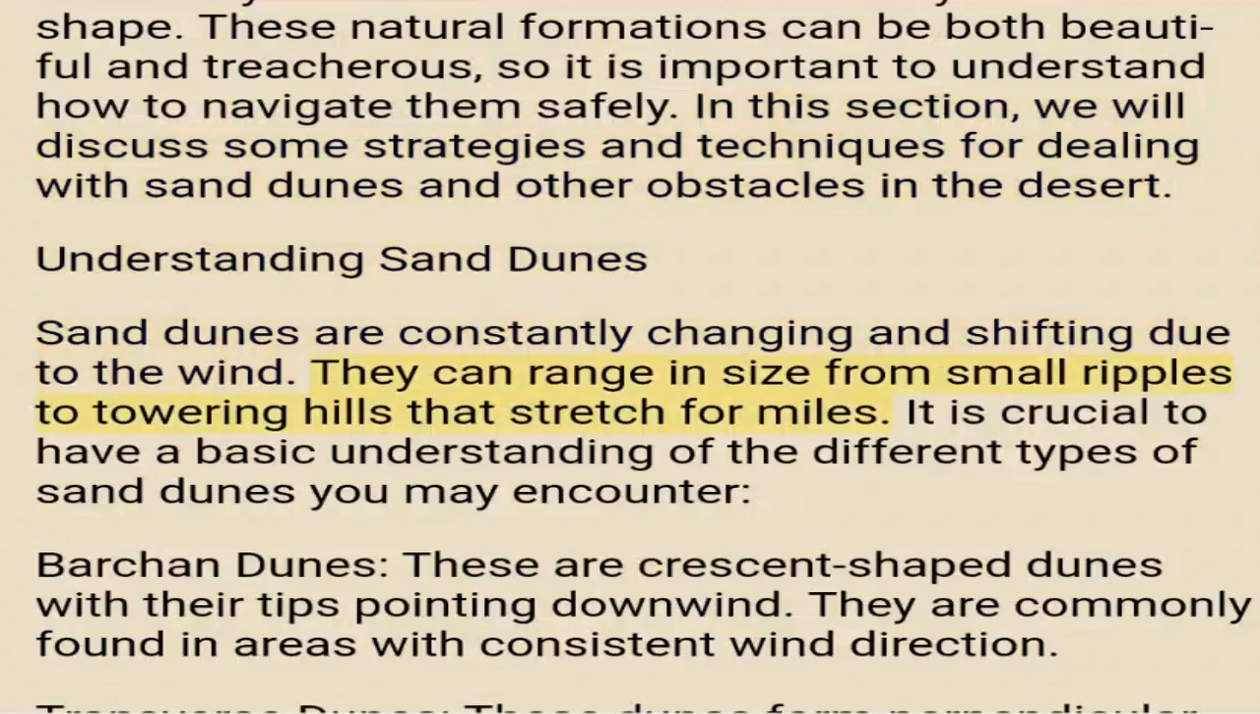They can range in size from small ripples to towering hills that stretch for miles. It is crucial to have a basic understanding of the different types of sand dunes you may encounter. Barchan dunes. These are crescent-shaped dunes with their tips pointing downwind. They are commonly found in areas with consistent wind direction.